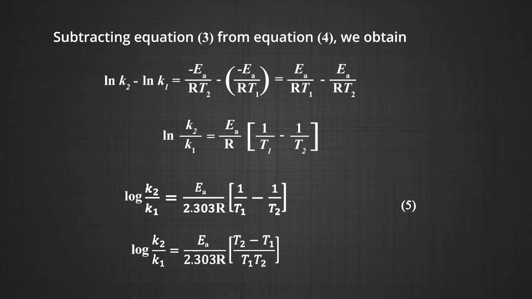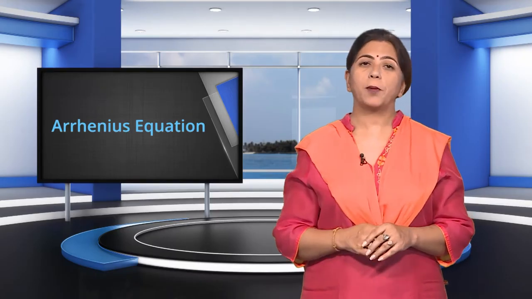Log K2 by K1 is equal to EA by 2.303 R into T2 minus T1 upon T1 into T2. So, now this is the expression which we will frequently use in the numericals. Here there are two temperatures T1 and T2, and two rate constants. At temperature T1 it is K1 and at temperature T2 the rate constant is K2. R is the universal gas constant and EA is activation energy. Now, this is the expression, children, which you use in different numericals. I am taking numerical number 1.